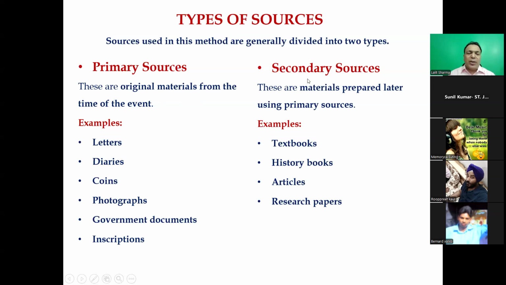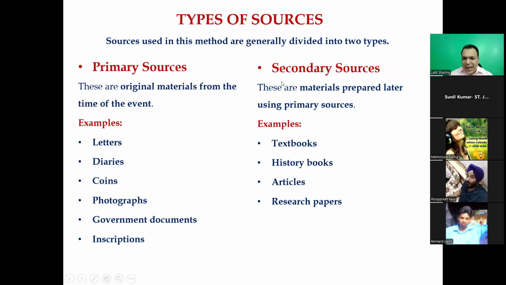और secondary sources क्या होते हैं? Secondary sources are the sources, these are the material prepared later using primary sources. Example, textbooks, history books, articles, and research papers. For example, you are teaching the students regarding the teachings of Lord Jesus, right? अब जिस टाइम जीसस हुए थे, उस टाइम ये कोई इंग्लिश लैंग्वेज थोड़ी थी जो आज की इंग्लिश लैंग्वेज है, या हिंदी है या पंजाबी है, right?